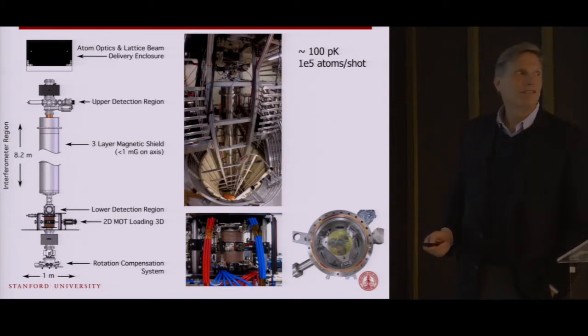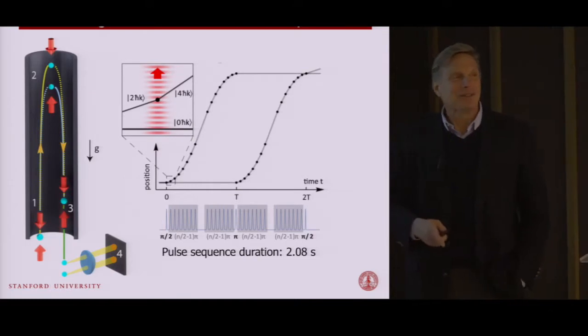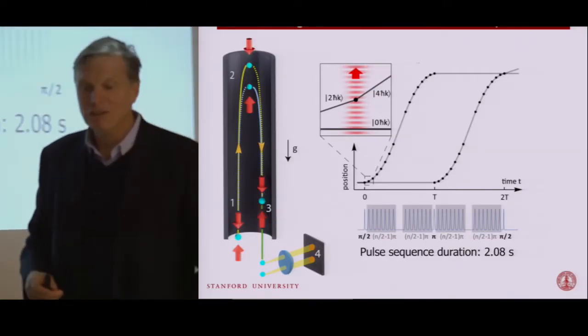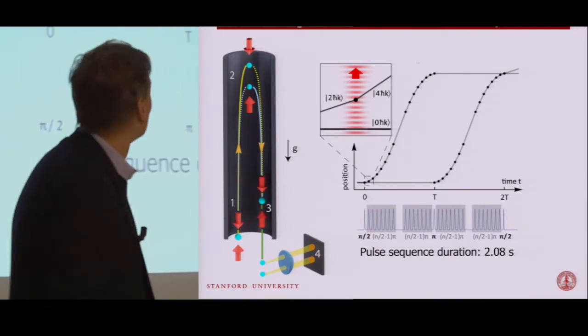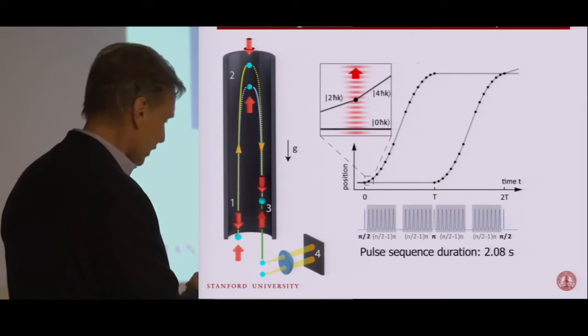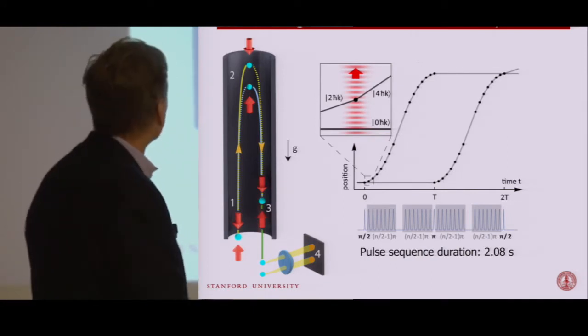Right, so that's some of the experimental details. Let me back out to a cartoon to explain how the atom interference works. I mentioned that we use a sequence of light pulses, so let me take you through that pulse sequence. Here is a conceptual rendering of what I showed you on the last slide.